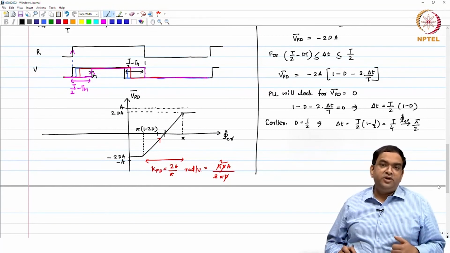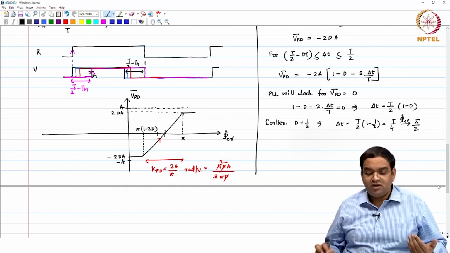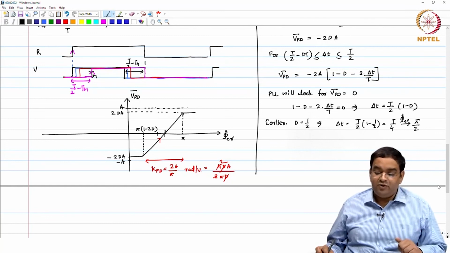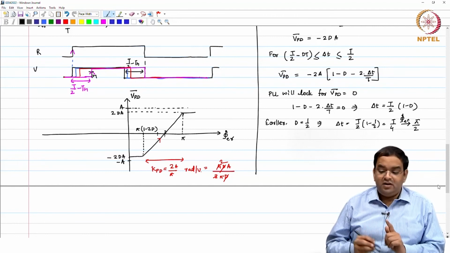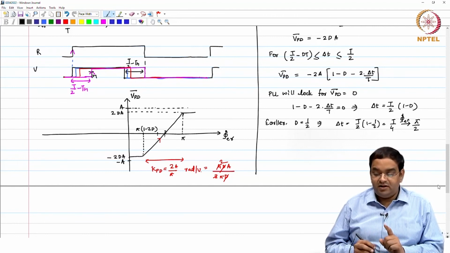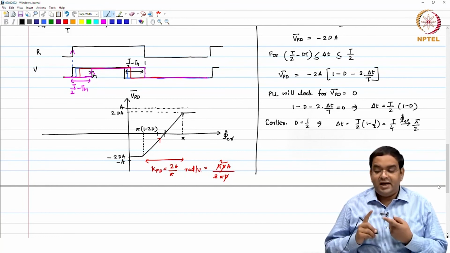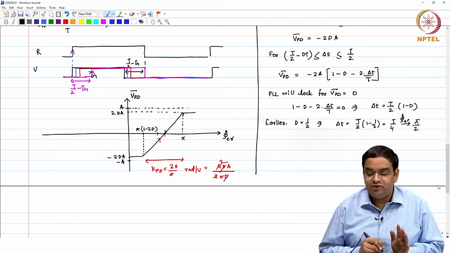So, because of the duty cycle, we have a problem that the phase error is not linear throughout the range 0 to pi, or earlier minus pi by 2 to plus pi by 2, that range has reduced. Okay. But what has happened is the range has reduced, but the gain remains the same, okay, and the gain is constant in that range or in the reduced range. Okay.